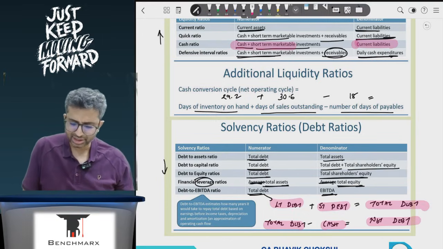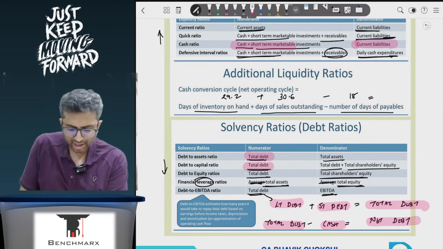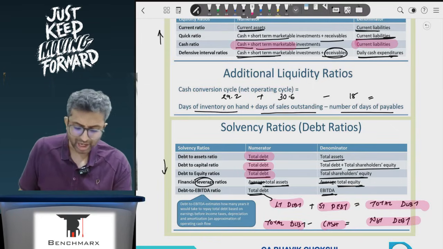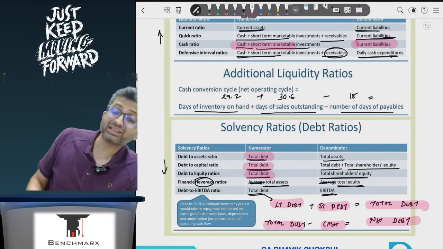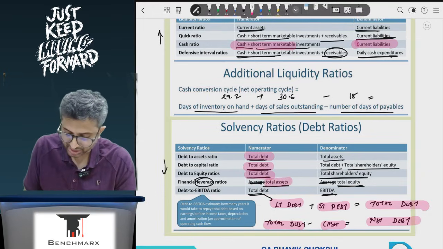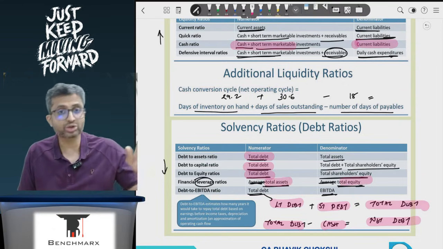So debt to assets is total debt divided by assets, debt to capital is total debt divided by total equity and capital employed. Debt to equity, this is the most common ratio. Then there's a financial leverage ratio. This is more like a multiplier, that is your total assets upon total equity, and these are ratios. Now these are solvency ratios based on the balance sheet.